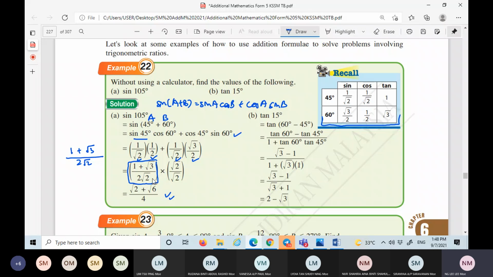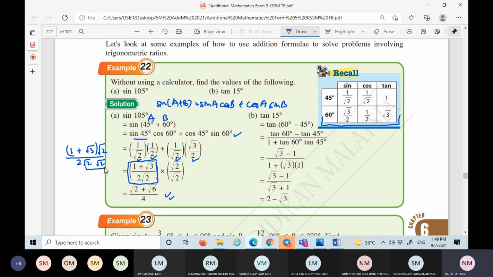Next, remember, you have learned during Form 4, the denominator cannot have a square root. You must rationalize the denominator. So how to rationalize the denominator? For this case, times square root 2. Times square root 2 to the denominator, times square root 2 to the numerator also.